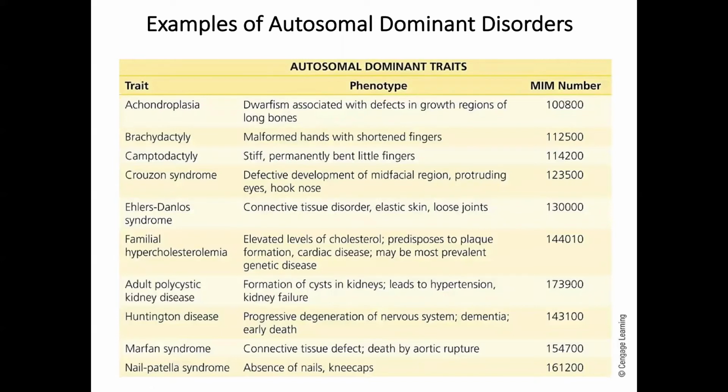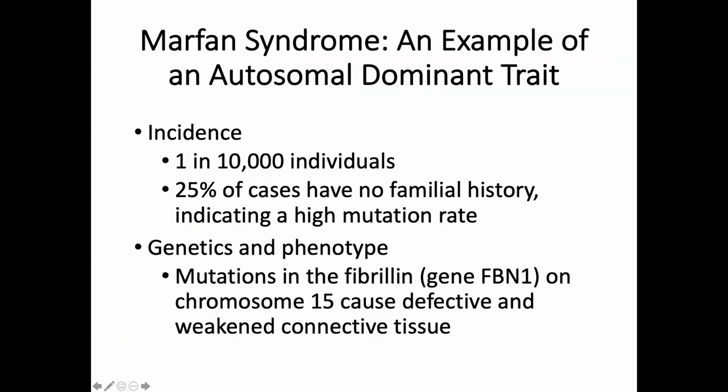This table lists some examples of autosomal dominant disorders. We will focus on one disorder named Marfan syndrome. Marfan syndrome is a genetic disorder that affects the connective tissue, all right? It occurs in about 1 in 10,000 individuals, and a quarter of the cases have no family history, indicating a high mutation rate is associated with this disorder.